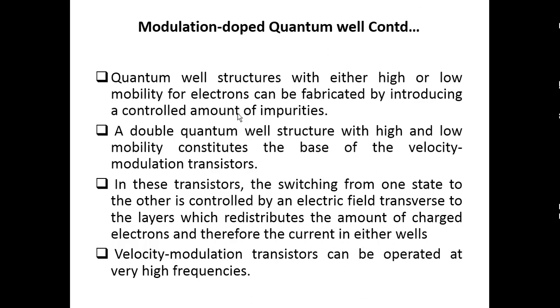Sometimes we have to use more quantum wells. A double quantum well structure can be used for such purposes, for high and low mobility. That constitutes the base. Actually, a double quantum well with high and low mobility of the electrons constitutes the base of velocity modulation transistors. So usually double wells means there will be two quantum wells formed, and the mobility of electrons in these quantum wells has to be controlled, isn't it? Then only the speed of operation can be controlled. So that is what is discussed here.